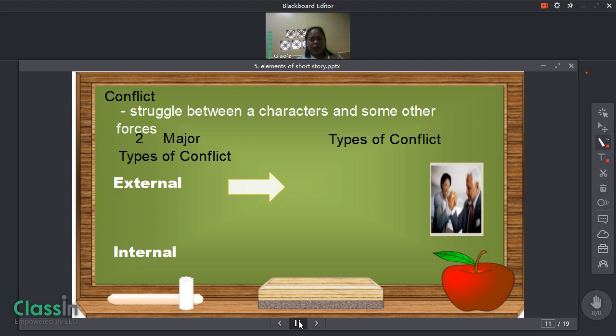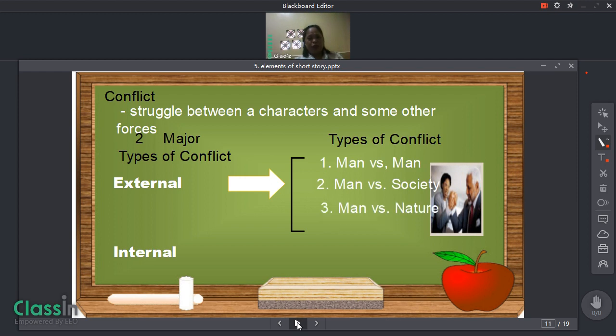Under the external, we have man versus man, man versus society, man versus nature. Have you observed, class, that in the external, the struggle or problem arises between the character and other opposing characters or forces in the story? While in the internal, we only have man versus himself. So the character against himself or herself.